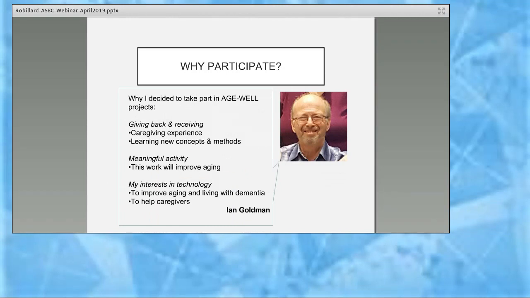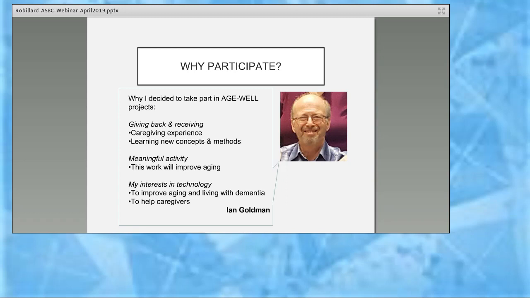And then finally, I have a few bullet points from Ian Goldman, who's a strong supporter of many projects under the AgeWell umbrella, which is a big organization that funds technology and aging research. And he tells us that he chooses to participate in research for three main reasons. The first one is for giving back and receiving.